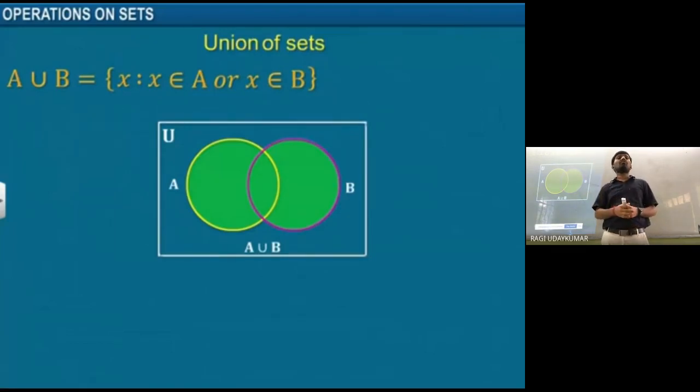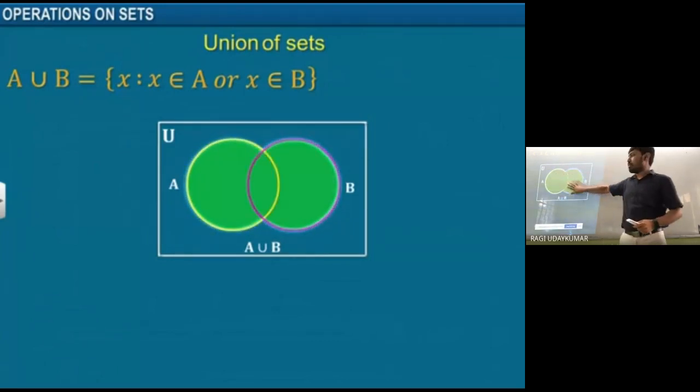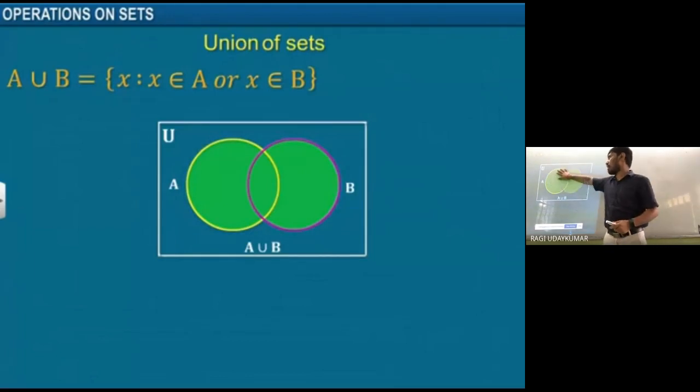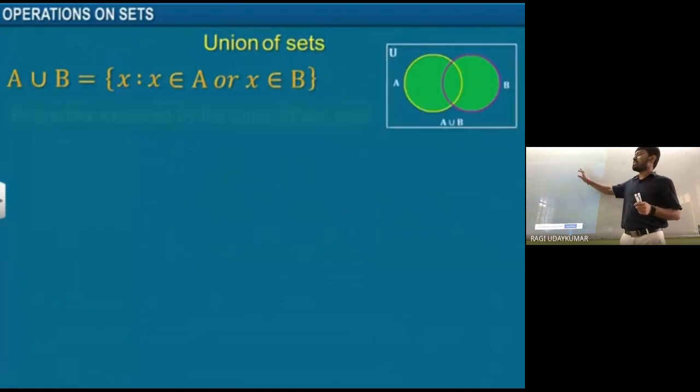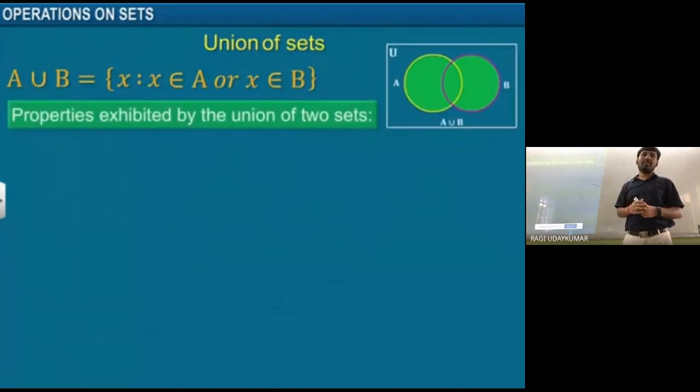The union of the two sets, when you represent it with a Venn diagram, completely this block should be shaded. Whatever is in green color that is showing to you is completely A union B. To represent A union B, you have to take the universal set and shade A union B. Now let us see the properties exhibited by the union of sets.